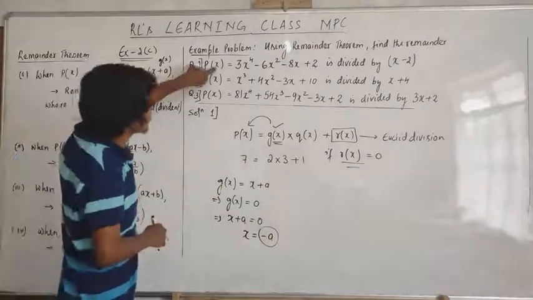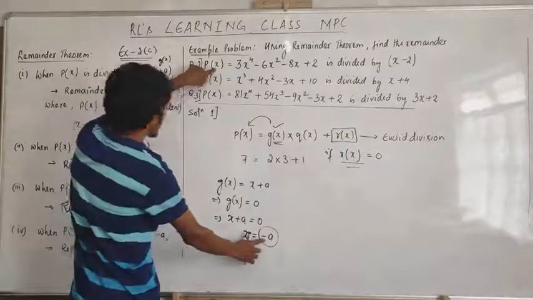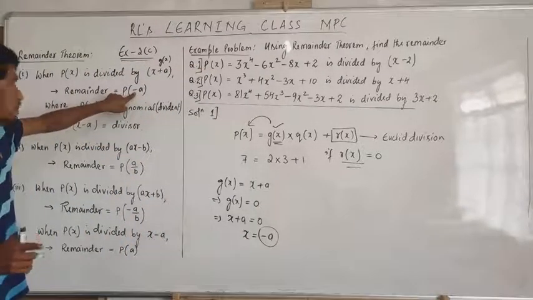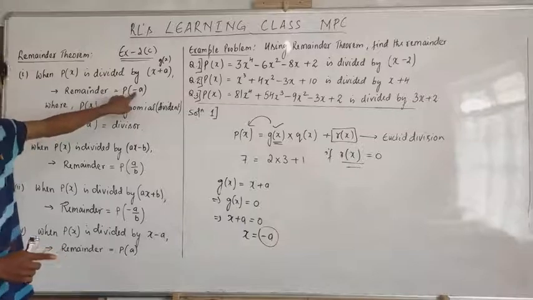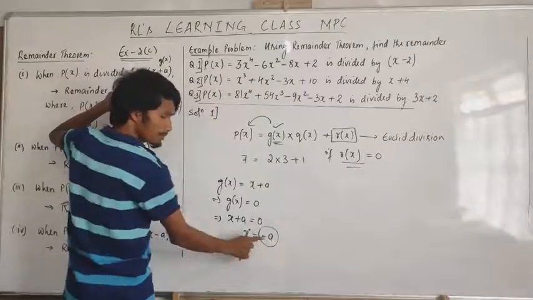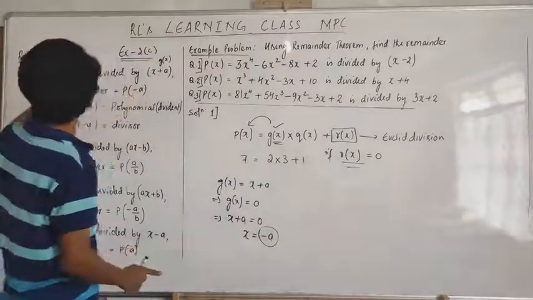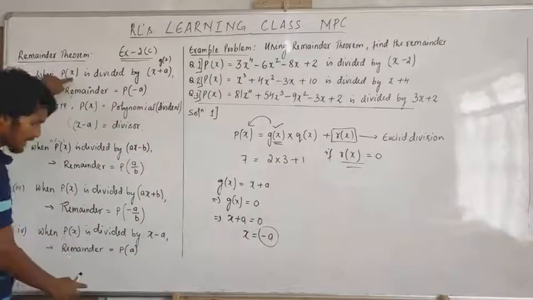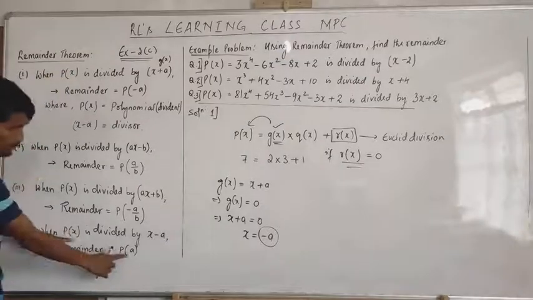Now in place of this X, I can put here minus A. That's why we take out here minus A. Remainder is equal to P of minus A. Now in place of this X we can put minus A. Then here in place of this X we can put A. Why?